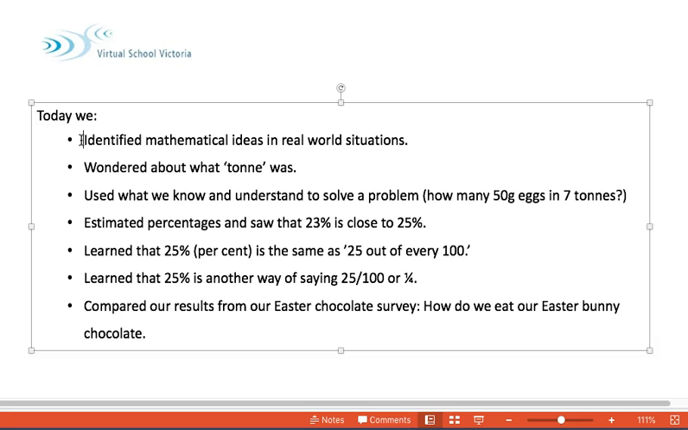We identified mathematical ideas in the real world. We found out a little bit about what a ton was. We used some strategies to solve a big problem. We rounded and estimated percentages. We learned that 25% is the same as 25 out of every 100, or for every 100. We learned that 25% is another way of saying a quarter. And the best part was comparing our results from our Easter chocolate survey about how we eat Easter bunnies.